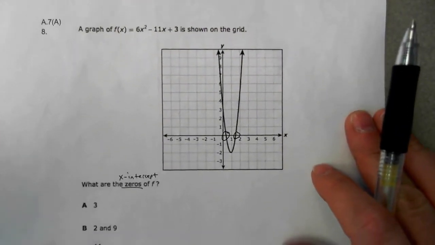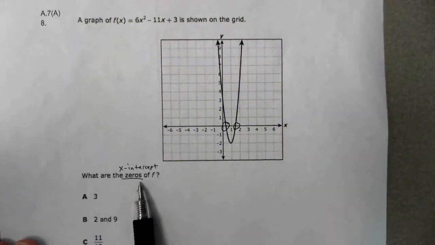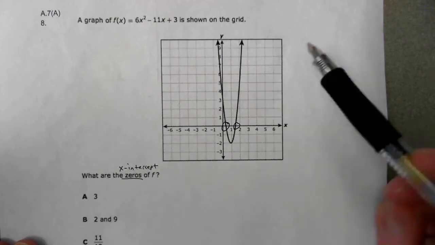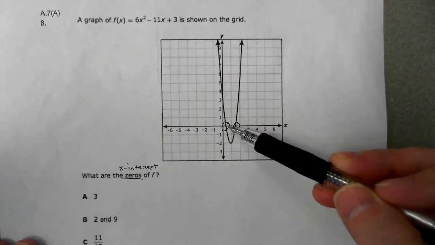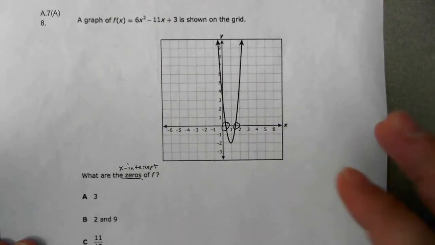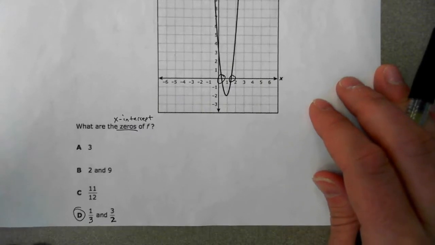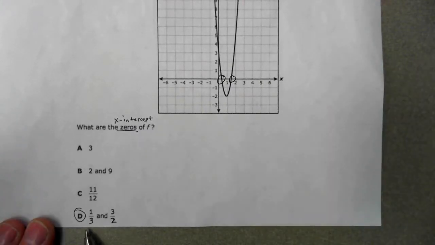Number 8, they're talking about what are the zeros. Now remember, zeros are x-intercepts. So you can look right here, the x-intercepts come between 0 and 1 and between 1 and 2. So if you figure out what numbers come between 0 and 1 and between 1 and 2, you get 1/3 and 3/2. So again, zeros are your x-intercepts, where that parabola crosses the x-axis.